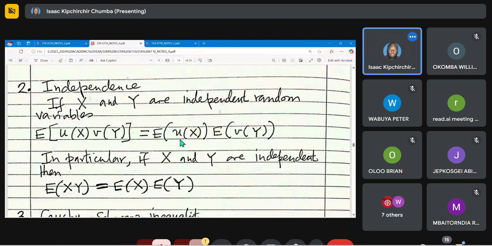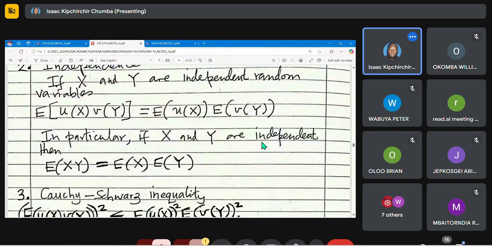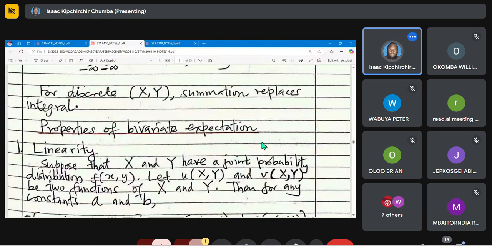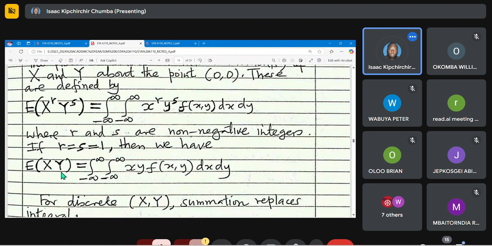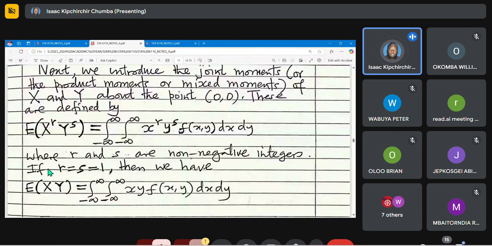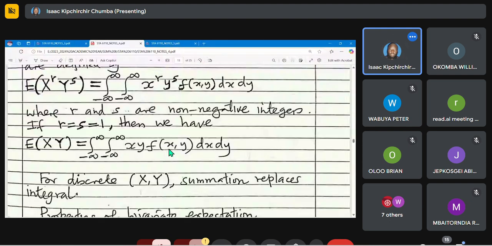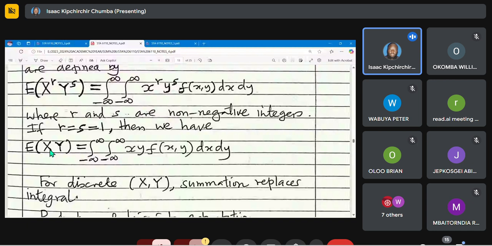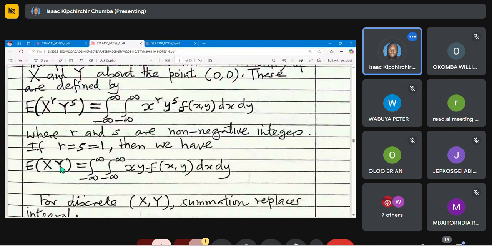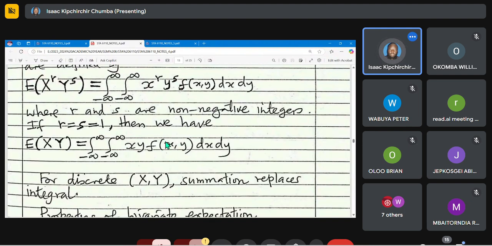In particular, if x and y are independent, we said we have a very important mixed moment which we require. For you to compute this mixed moment, when r equals s equals 1, you need to use the joint. But if they are independent, this joint is factorizable as a product of the marginals, you know.